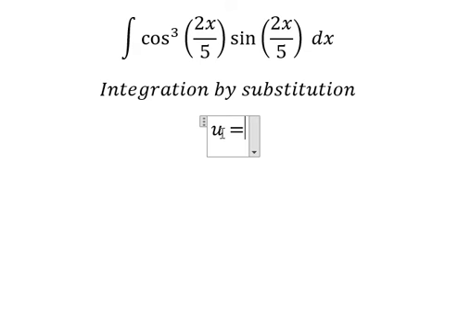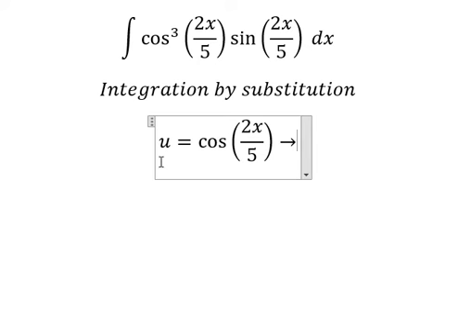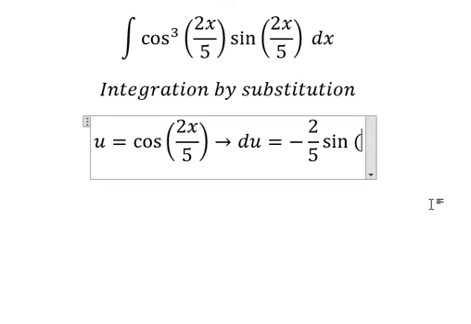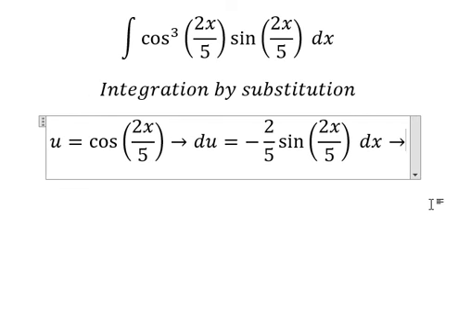So I will put u equal to cosine of 2x over 5. Next, we need to take the first derivative of both sides, and we have negative 2 over 5 sine of 2x over 5 dx. Because we don't have negative 2 over 5, we need to divide both sides by this.